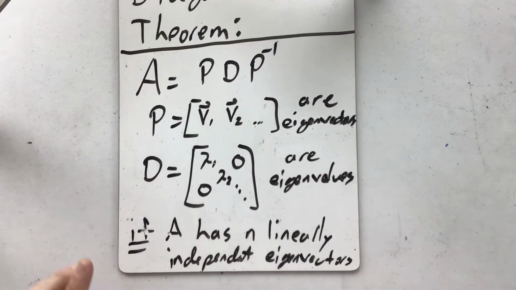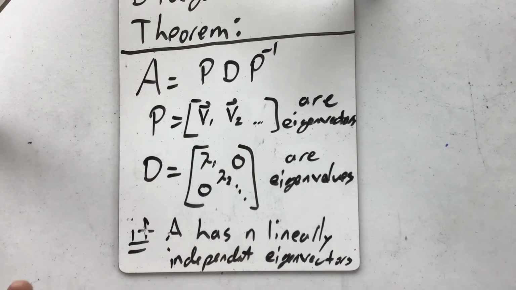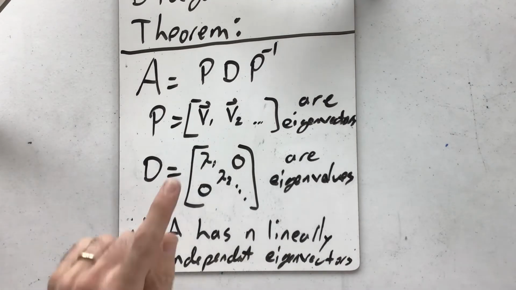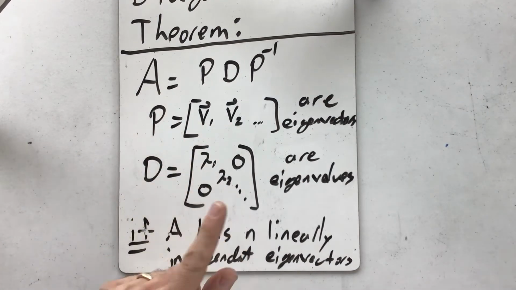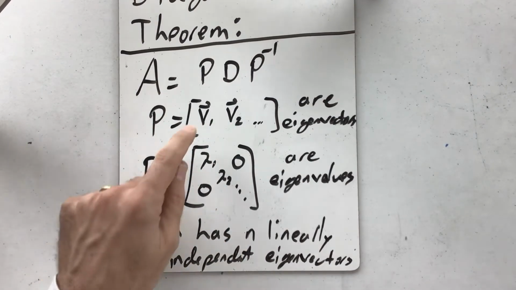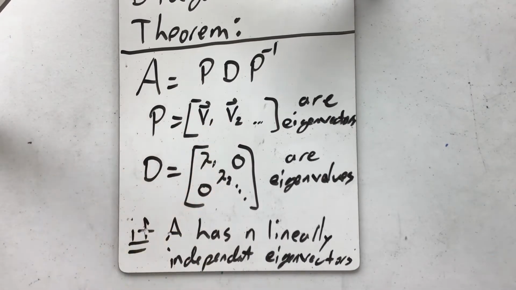But there's one important caveat, and that is it only works if you actually have the right number of eigenvectors. You have to have n linearly independent eigenvectors. What's important is that it doesn't matter the order in which you order the vectors or the values, but they have to be matched. The first vector has to match the first eigenvalue, the second vector has to match the second eigenvalue. Okay, so that's how the diagonalization works.